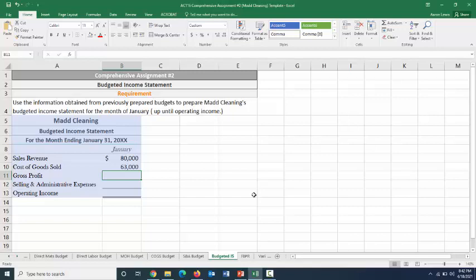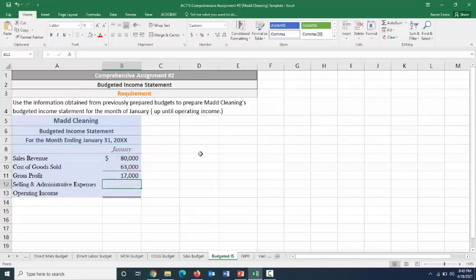And gross profit is simply sales revenue less cost of goods sold. So if we're doing $80,000 in sales revenue and it's costing us $63,000 to produce those bottles of all-purpose cleaner, which we're turning around and selling, that means that our profit purely from the markup that we're selling these bottles for above their cost to produce is $17,000.